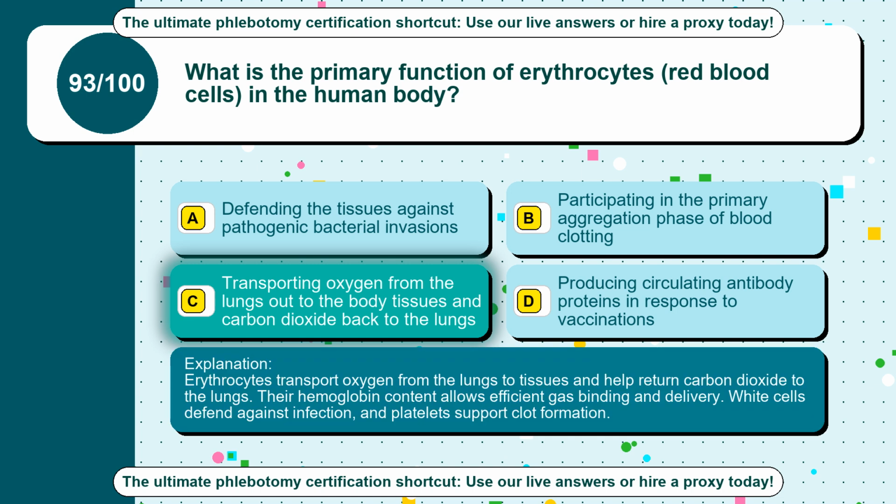Erythrocytes transport oxygen from the lungs to tissues and help return carbon dioxide to the lungs. Their hemoglobin content allows efficient gas binding and delivery. White cells defend against infection, and platelets support clot formation.